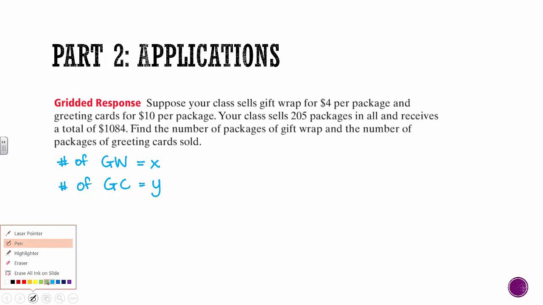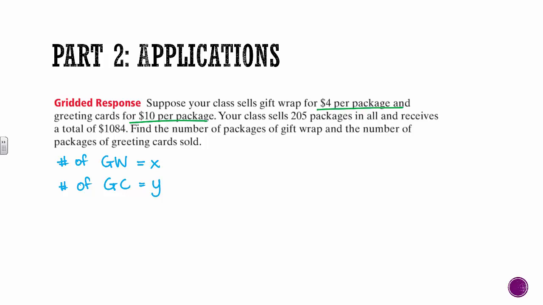So you should always be able to come up with 2 equations, because remember this has to be a system. So the first one talks about money. Oh, sorry. I make $4 for gift wrap, so 4x, and I make $10 for greeting cards, so 10y. And somehow that added up to $1,084.